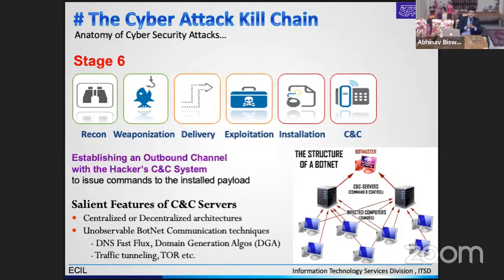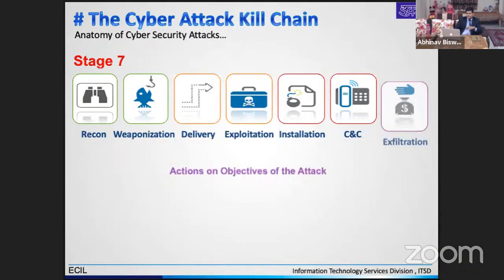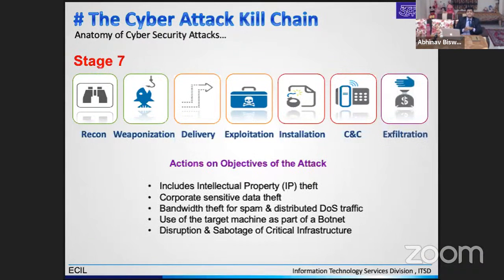And the final stage is stage 7. This is the exfiltration. This is where the actual objectives of the attacker are fulfilled. It can be IP theft, intellectual property theft. It can be sabotage, like destroying the network, deleting the data, encrypting the data. And if it's a critical infrastructure, they may disrupt the services to the citizens and whatnot.